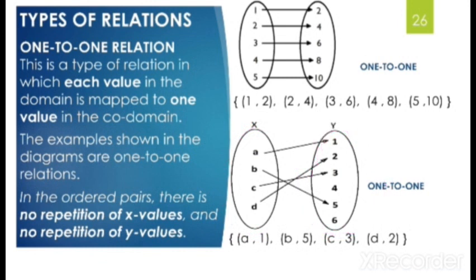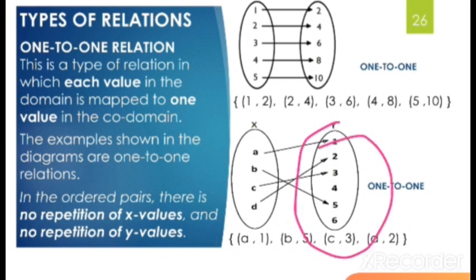So the image of A is 1, the image of B is 5, the image of C is 3, the image of D is 2. And it doesn't matter if a member in the codomain is not mapped. So this is a one-to-one relation. So this is a type of relation in which each value in the domain is mapped to one value in the codomain.